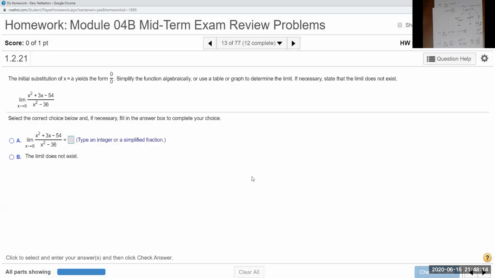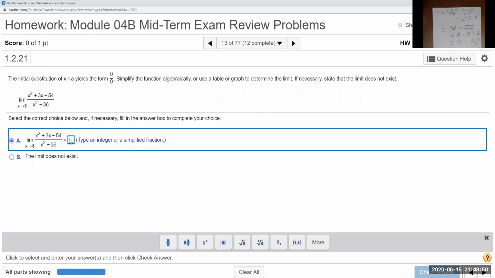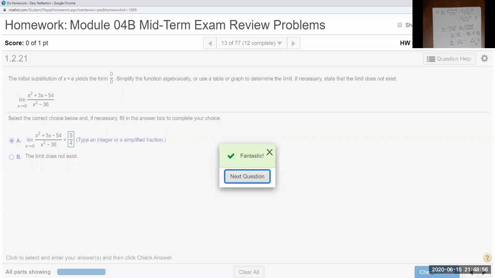Then the last one, problem 13. The initial substitution of x equals a, that's saying when you plug in the number for x, gives you 0 over 0. And they almost tell you what to do. I mean, they don't really need to tell you this. You guys are plenty smart. When you plugged in 6 for x, you would have found out you had 0 over 0. But anyways, they told you. And so when we did the problem, we ended up with 5 over 4. So once again, 5 divided by 4. Cross our fingers, and it looks correct.